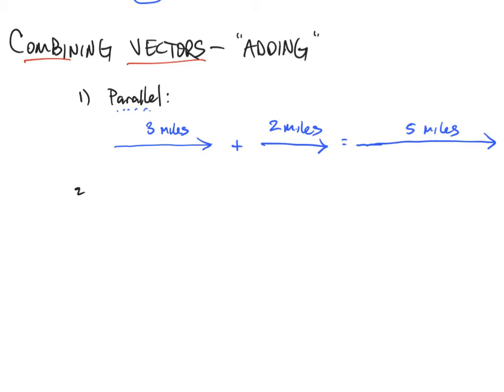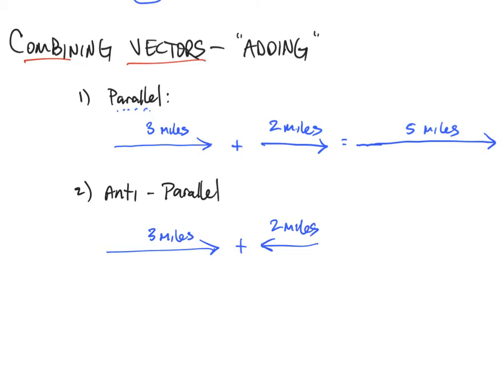Second one's fairly straightforward too. That's the case where they are what we would say anti-parallel. So maybe I walk 3 miles to the right, and then I go 2 miles to the left now. And this looks a little weird, but what we're imagining essentially here by combining these is I walk 3 miles to the right, and then I turn around and I walk 2 miles in the opposite direction. Combining these, I think it's clear, I would simply subtract their values, and I would just get 1 mile to the right. Okay?